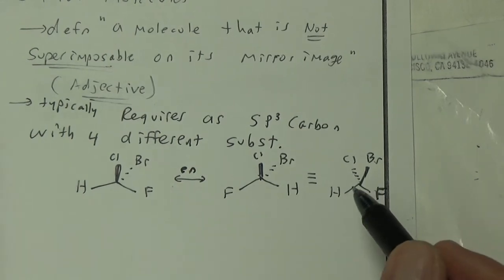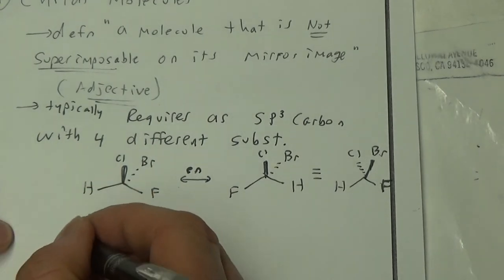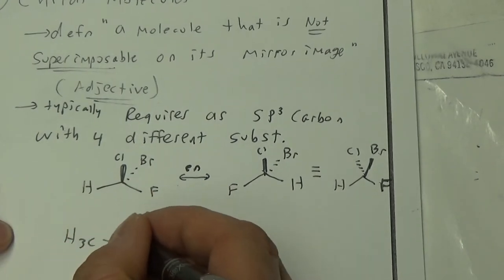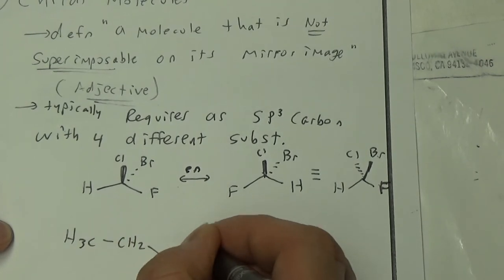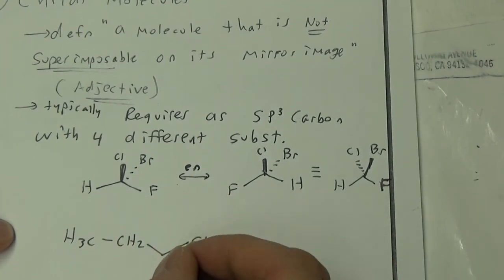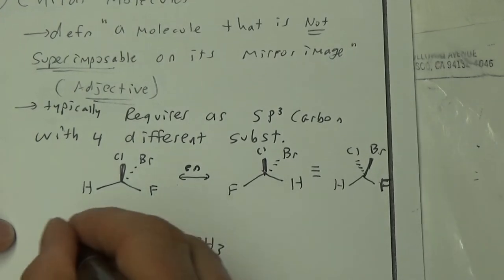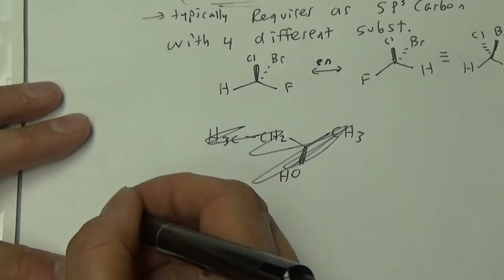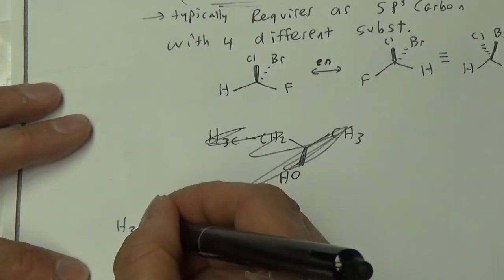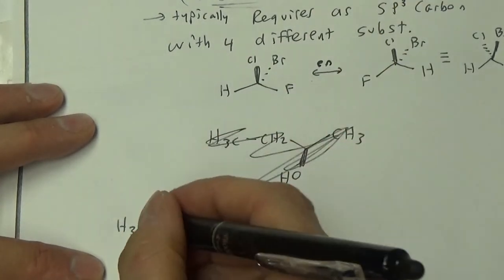Let's try another one. Okay, so I'm going to draw 2-butanol, CH2. Actually, I'm going to draw it over here. Okay, sorry. Let's try this again. H3C. I need space. All right, CH2.